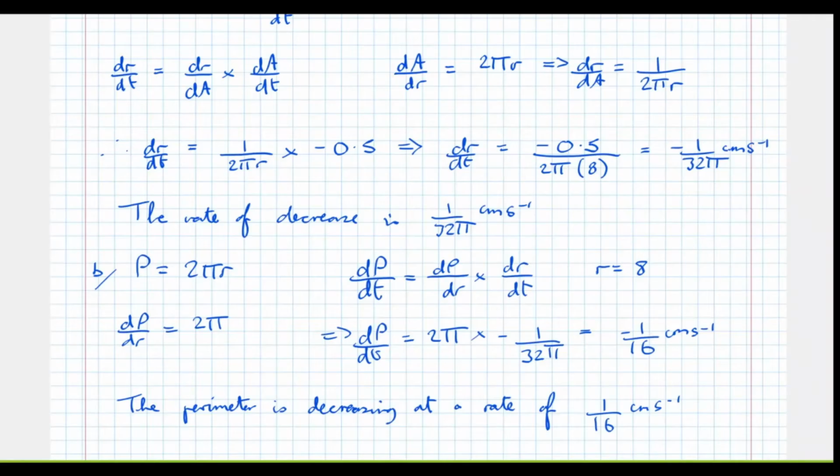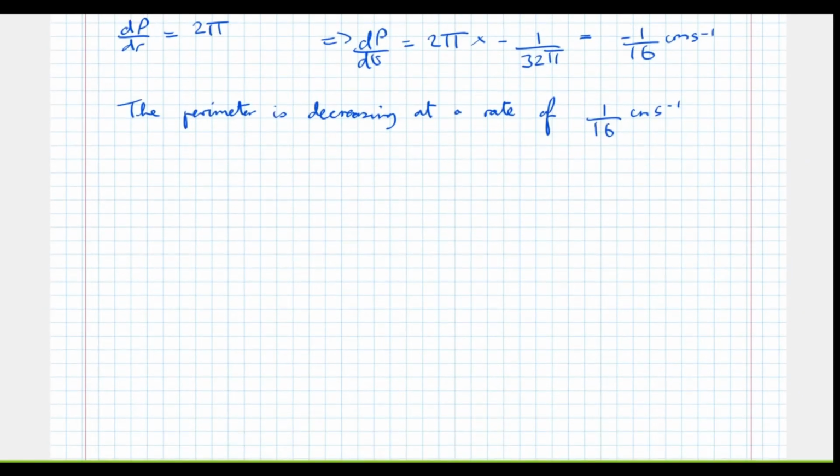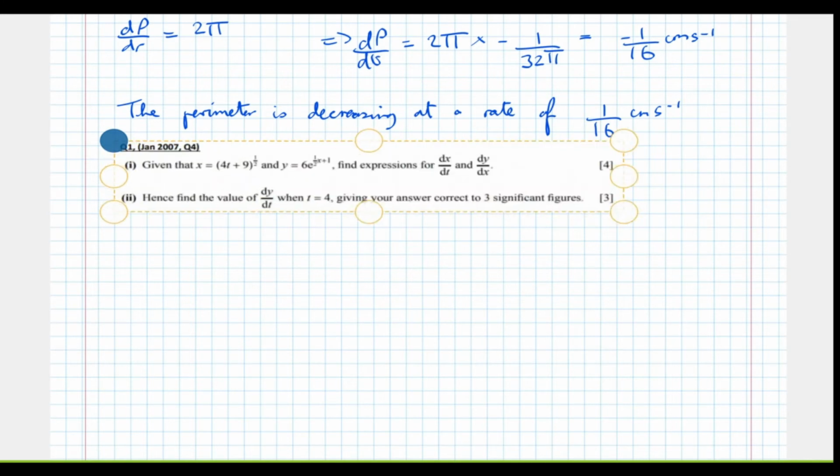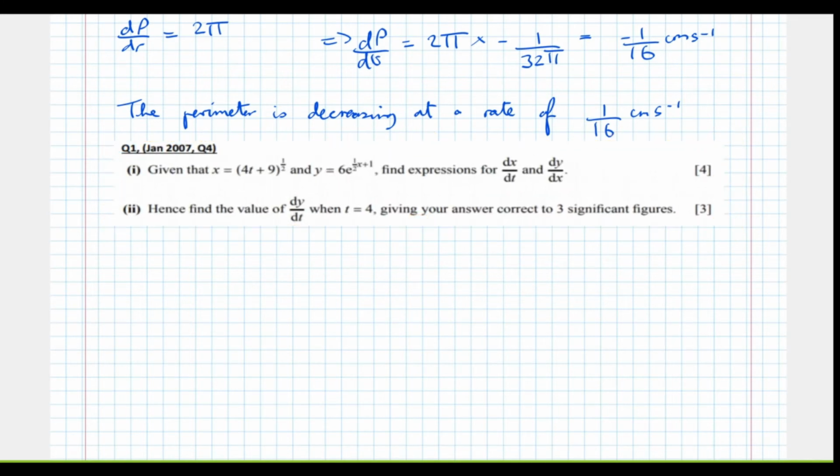So this first one was from a 2007 paper. There we go. So given that x is (4t plus 9) to the half, and y is 6e to the half x plus 1, find expressions for dx by dt and dy by dx. Have a go at that. The chain rule will be needed for this question.